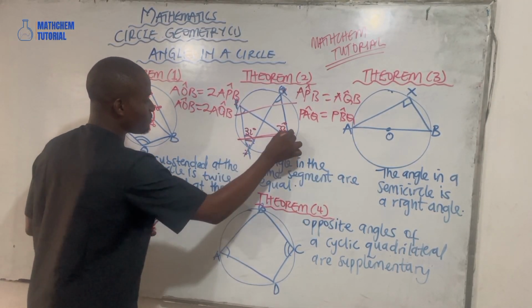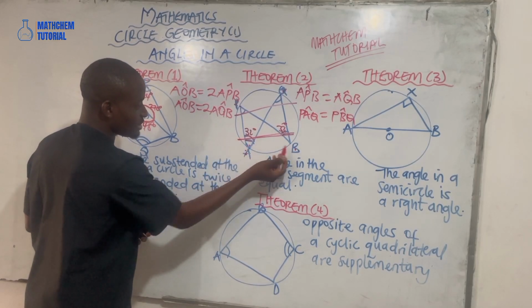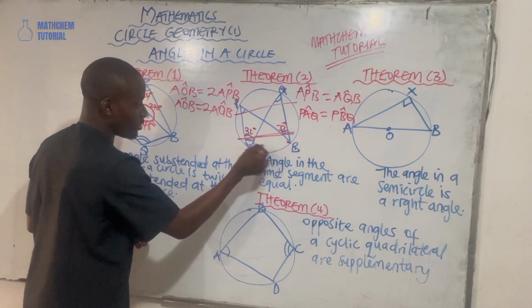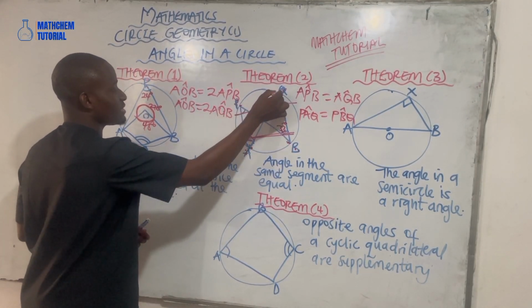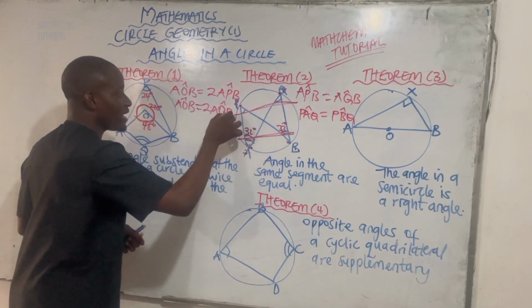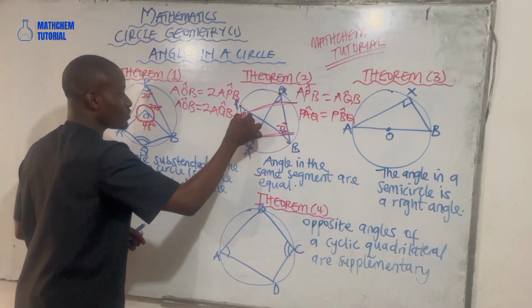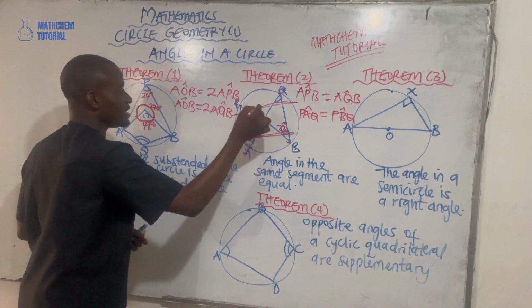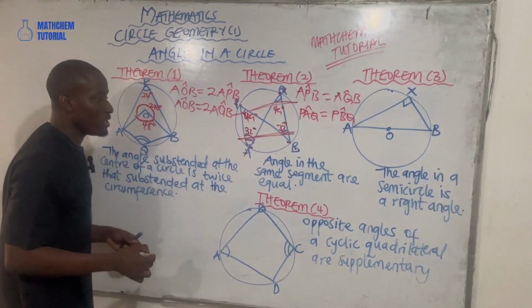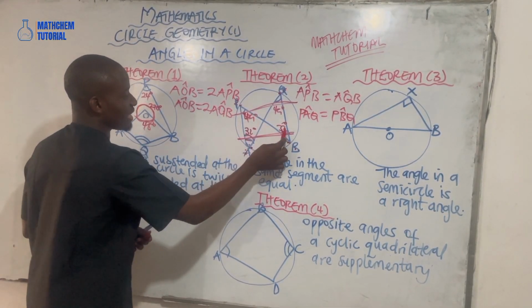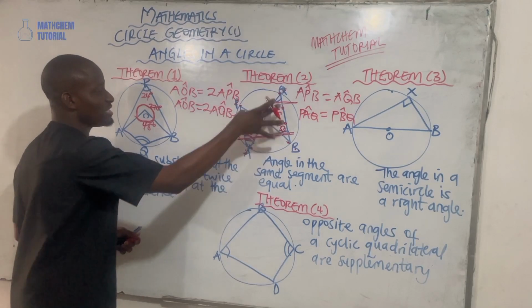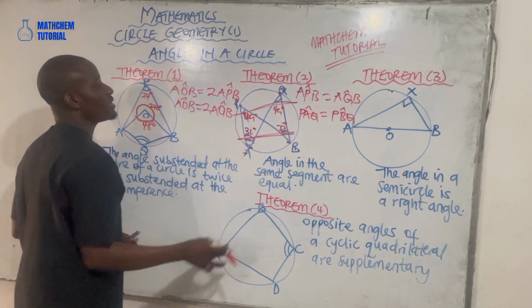This is a particular segment. Segment means they are on the same circumference like that. And this is another segment we have here. So this angle here is the same thing. If 49 degrees here, 49 degrees will also be here. If 32 degrees here, 32 degrees will also be here. That is what this particular theorem is talking about.